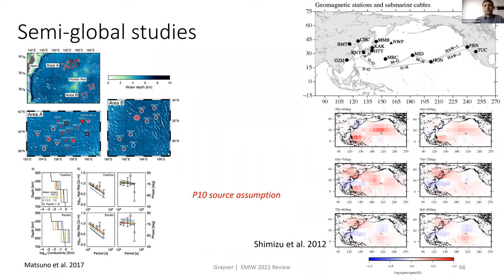So there have been some semi-global studies, where regionally people took some data and derived these GDS responses, and even sometimes combined them with MT responses, such as in the work by Matsuno et al. And then they tried to do this combined MT GDS inversion for the conductivity of the upper mantle and transition zone. This was a collection of 1D profiles. Here the colleagues from Japan have used even the data from the sea bottom cables and derived this model in the Pacific region.